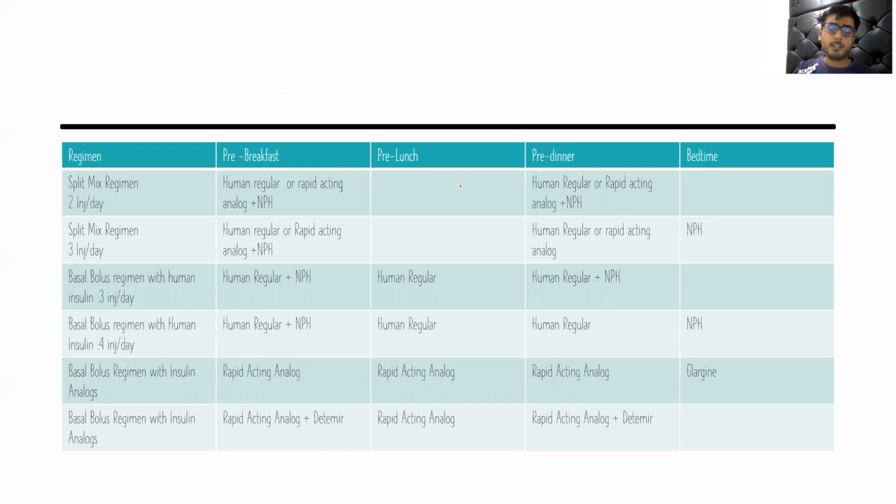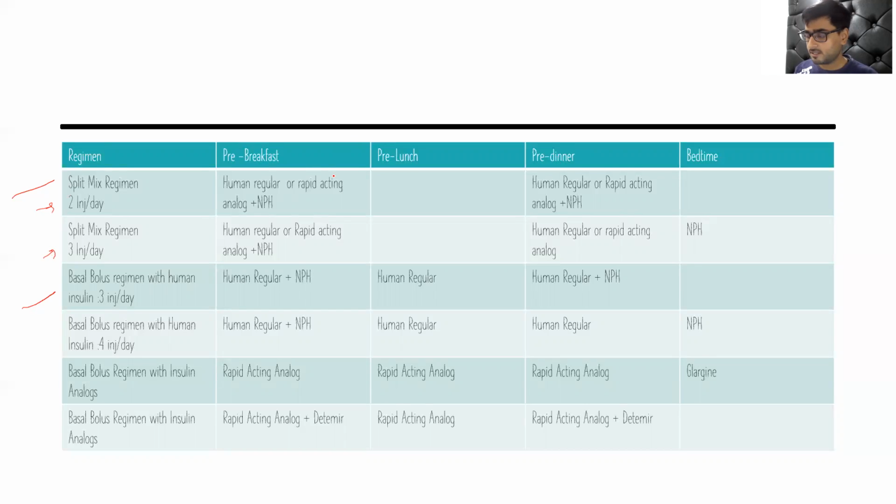So now we see that these two regimes are there. We already studied the split mix regime and the basal bolus regime. If we can clearly see, there are two types of option in the split mix regime, which are given in this table.